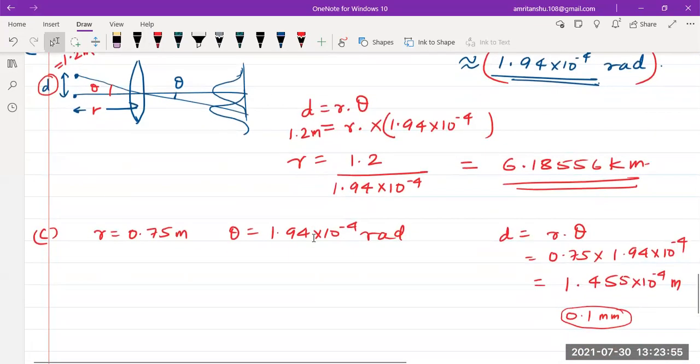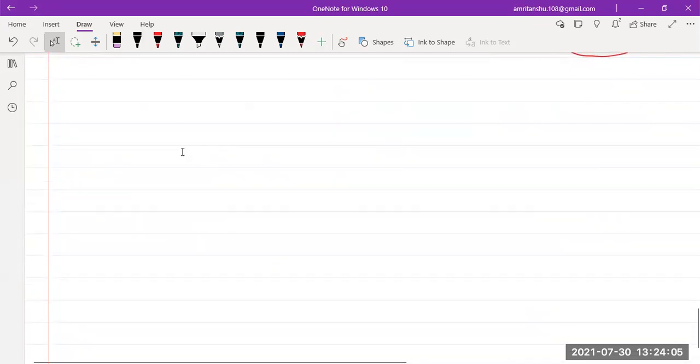Now let's try to see one more derivation, for the resolving power of a microscope and the resolving power of a telescope. We'll try to see these derivations now.